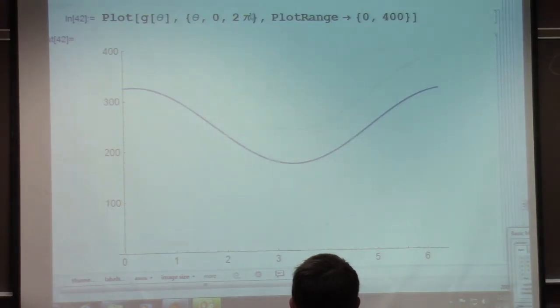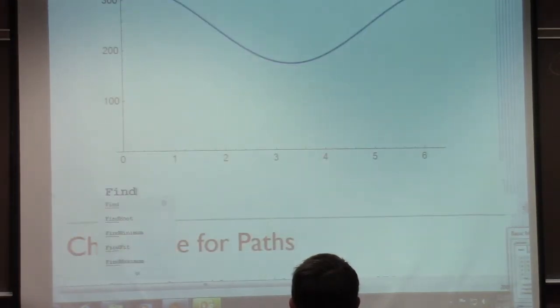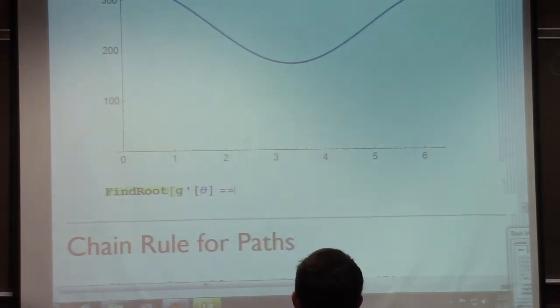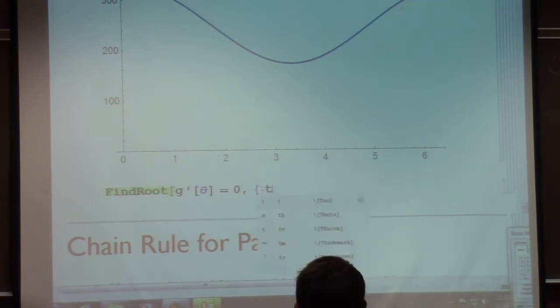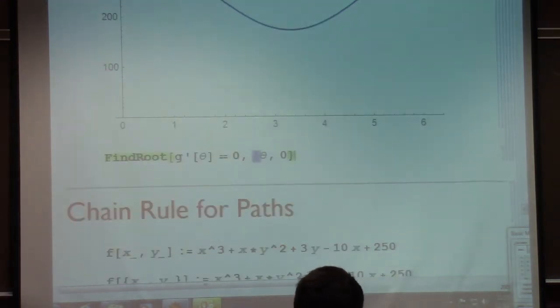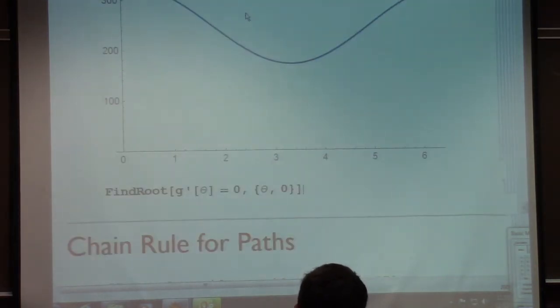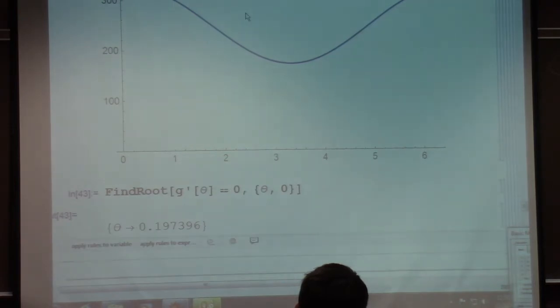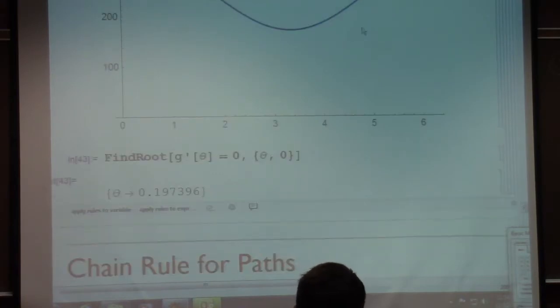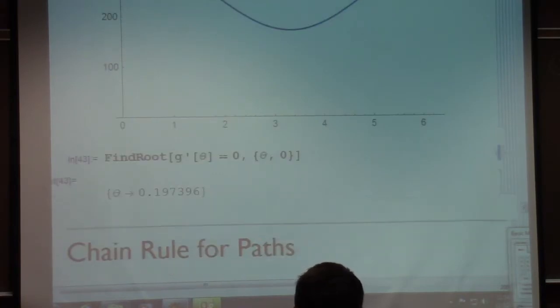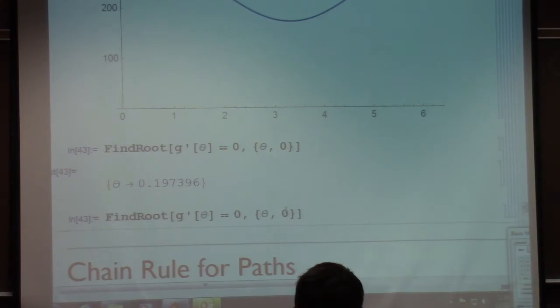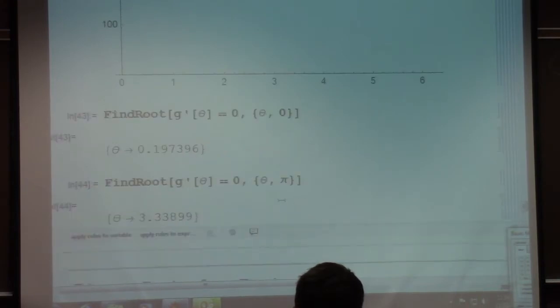Let's use find root to find those. Find root where g prime of theta equals 0. You have to give find root a guess. If I guess 0, then I should get that answer that's a little bit bigger than 0. 0.197 as an angle, that would be in radians. And to figure out where the minimum is, guess pi, and you do get an answer a little bit bigger than pi.